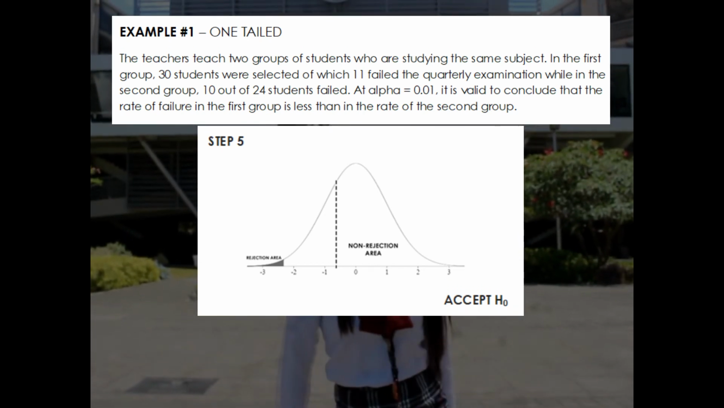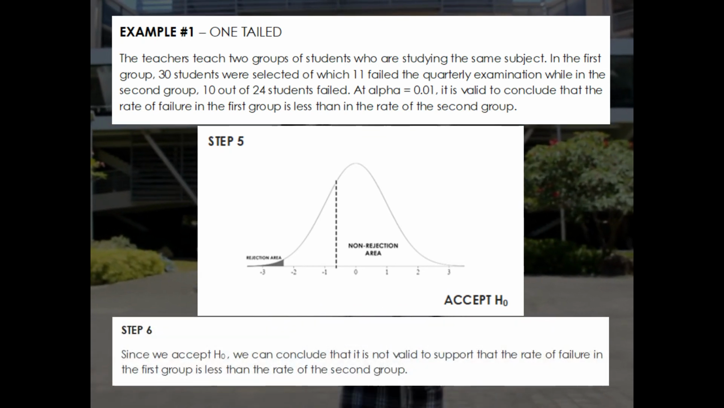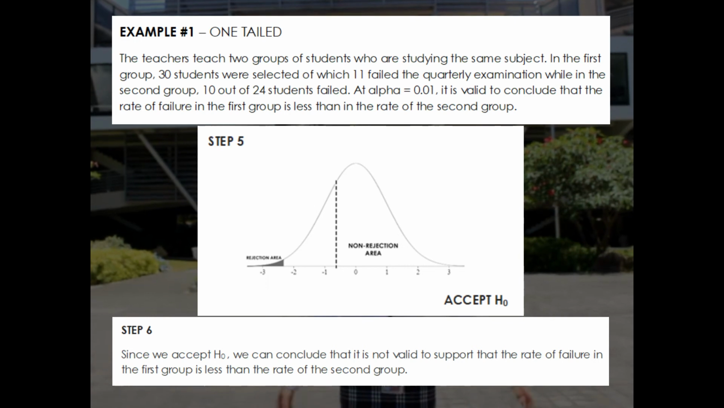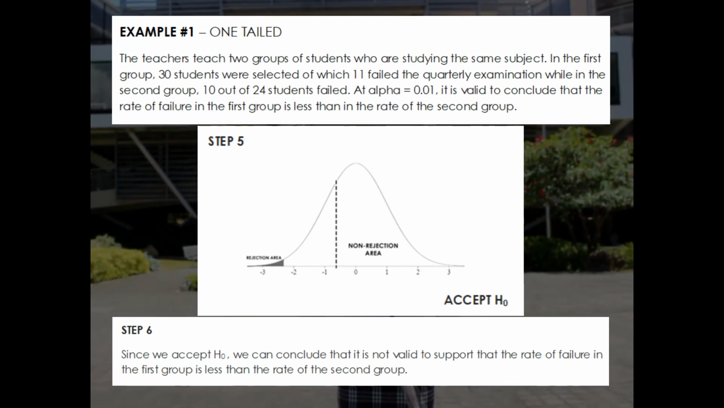Step number 6, the conclusion. Since we accept the null hypothesis, we can conclude that it is not valid to support that the rate of failure in the first group is less than the rate of the second group.